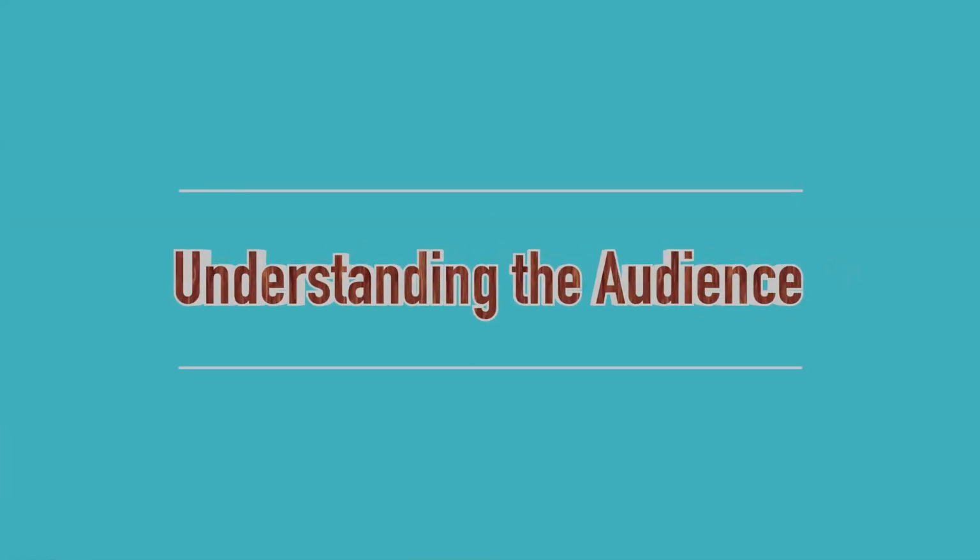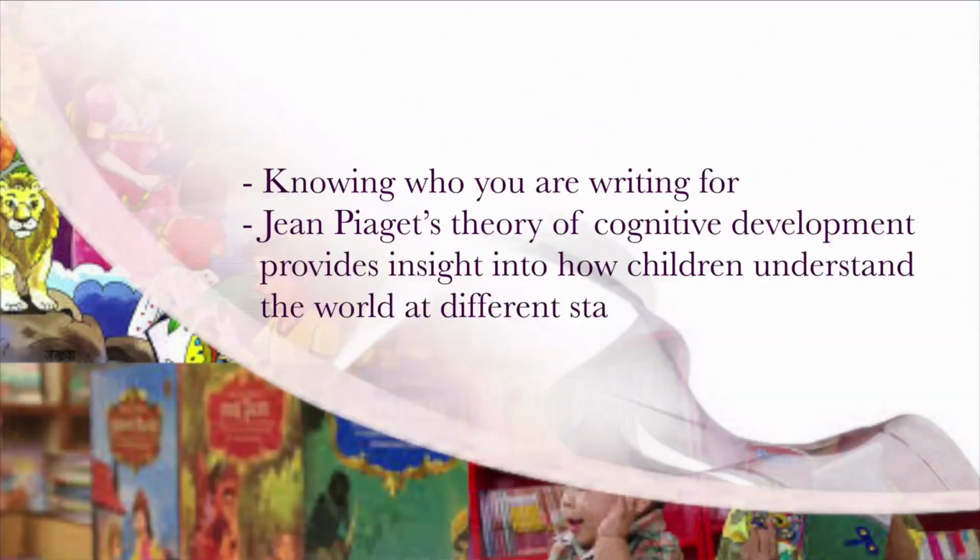Understanding the audience. One of the most important aspects of writing children's literature is knowing who you are writing for. Jean Piaget's theory of cognitive development provides insight into how children understand the world at different stages of growth. Writers should tailor their stories according to these developmental phases.